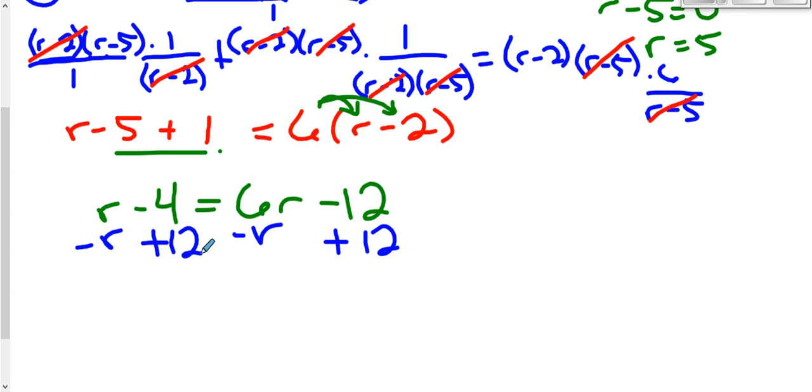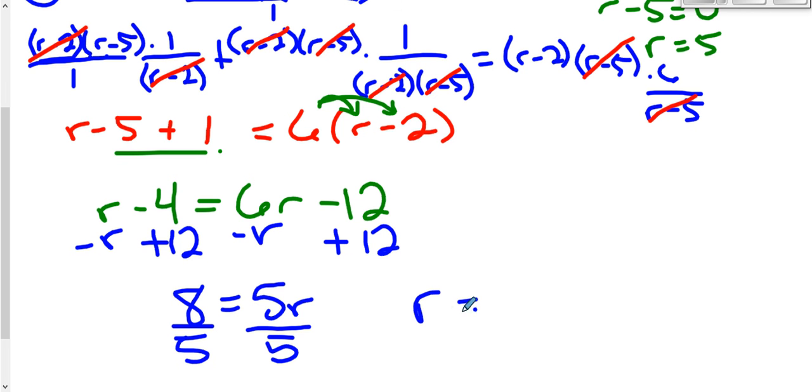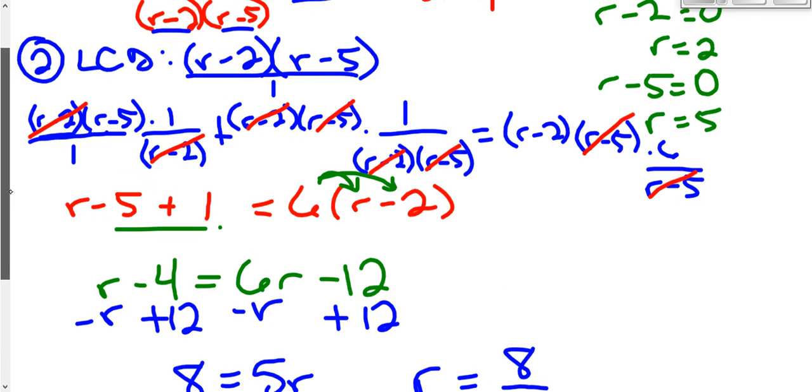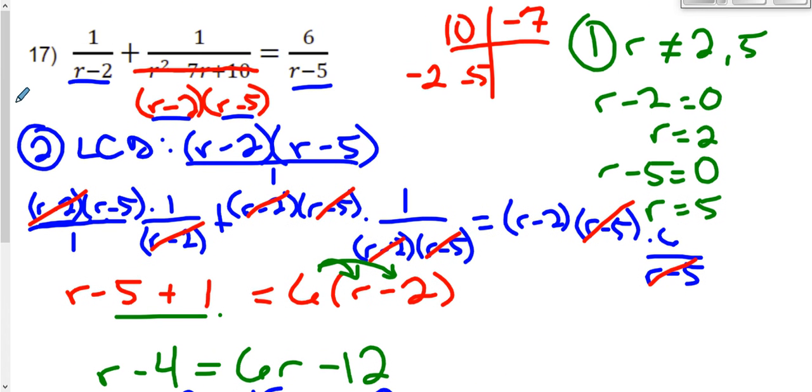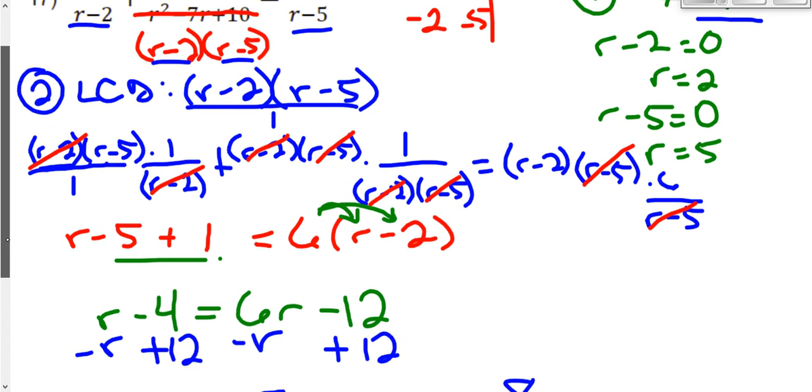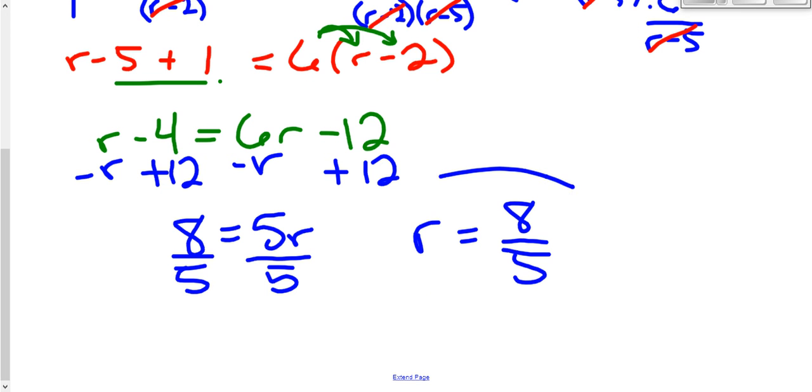So on the left, I'll end up with no r's, but I'll end up with a positive 8. And on the right, I'll end up with 5 r's. All I have to do now is get the 5 away from the r by dividing, which means that my r value is going to be 8 divided by 5. The only r values that I found I couldn't use were 2 and 5. And this is a fraction that's neither of those numbers, so this is my final answer.